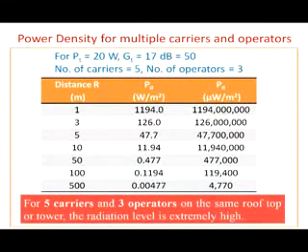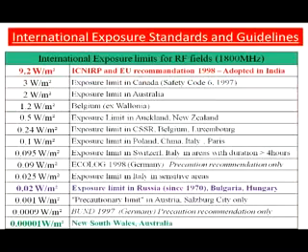If I take a case for 5 carriers and 3 operators, it is still 15 only. In reality, it could be 20. So everything is getting multiplied by 15. At a distance of 10 meter, where lots of people live, can you imagine what the power density is? 11.94 watt per meter square, which is extremely high. India is number 1 in one case where we have adopted the worst radiation norm in the whole world. What is that? 9.2 watt.